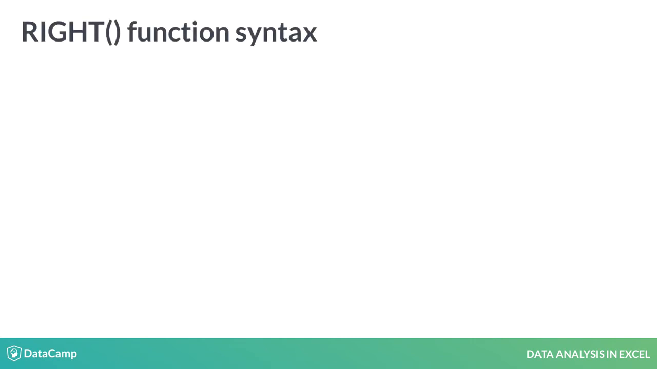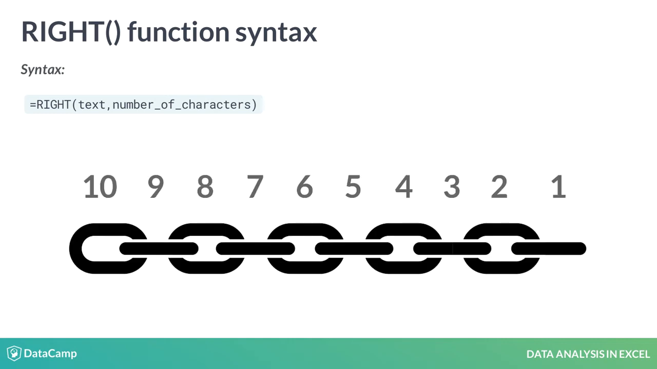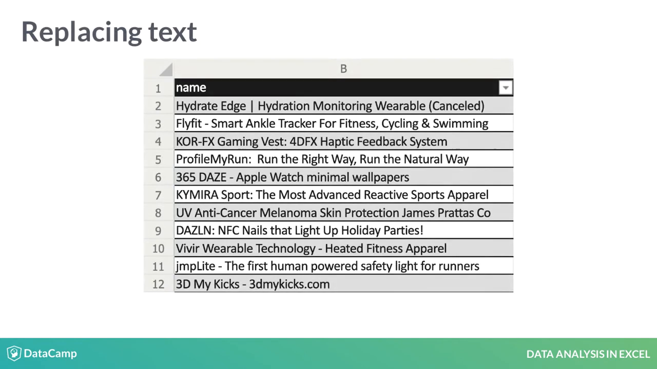The next function we'll discuss is RIGHT. It has a similar syntax to the LEFT function. The big difference is that it starts counting the spaces from the right side instead of the left. The last common text function we'll discuss is SUBSTITUTE. As you can probably guess, this handy feature will look for a specified string within a cell and replace it with new text. Why is this useful?